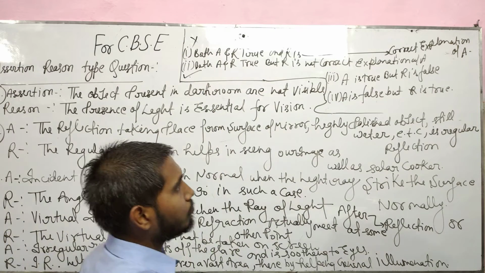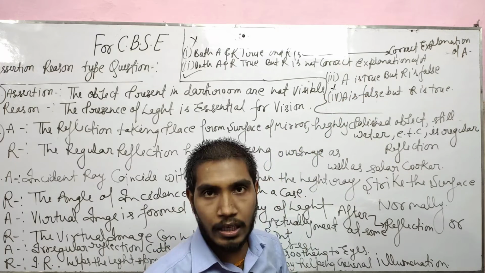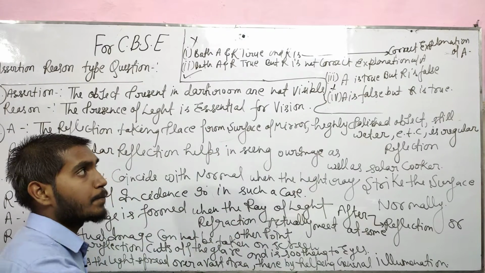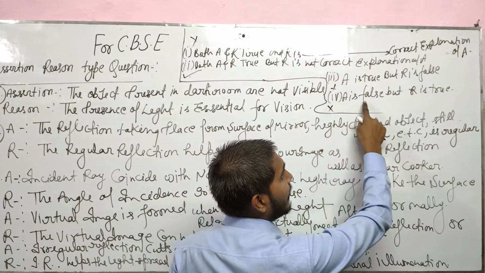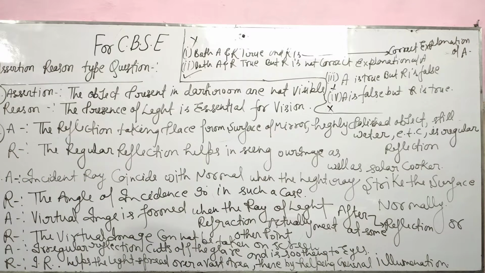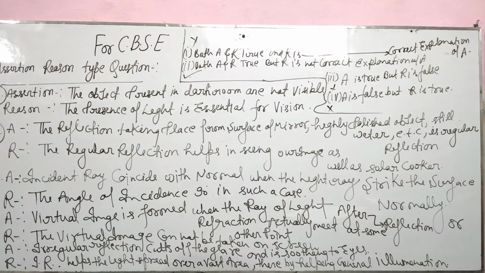First is wrong. Second is also wrong. Third is also wrong. A is true, but R is false. Not R is right, but not the correct explanation. And fourth, A is false. Not possible. A is right. So option number second is right for question number second.